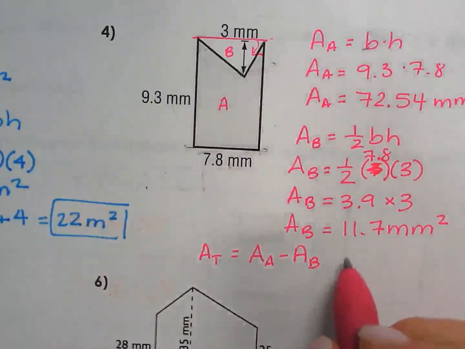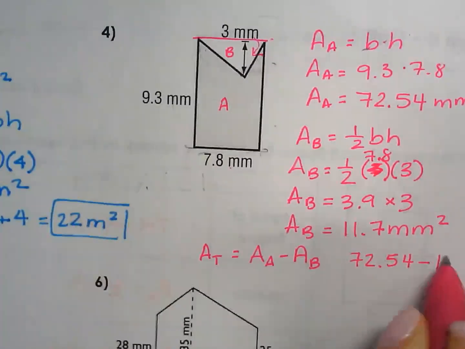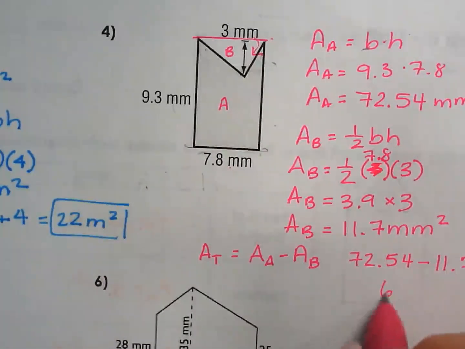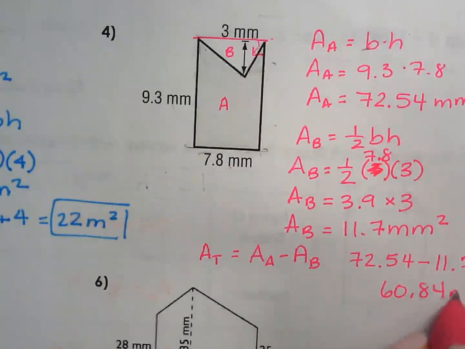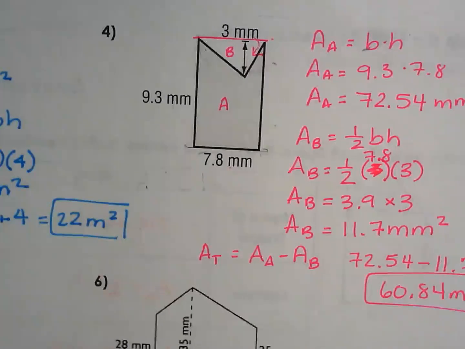So the area of A is 72.54, and the area of B is 11.7. And when you subtract that, you get 60.84 millimeters squared.